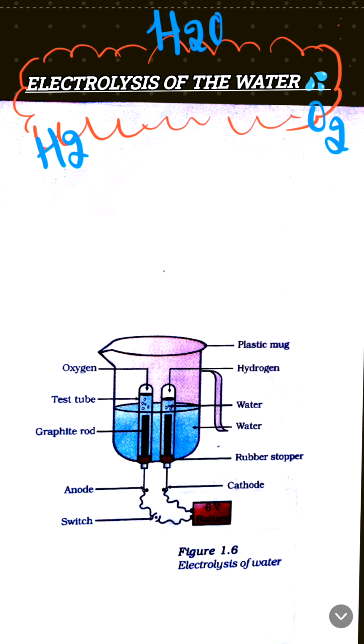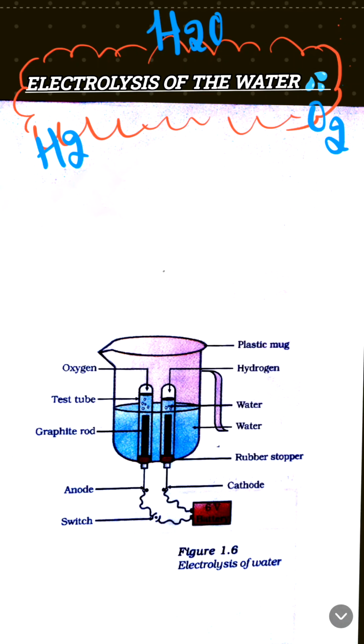So now let us see the apparatus. The apparatus used in this experiment are a plastic mug, graphite rods and inverted test tubes, and next you can see the rubber stopper, and two terminals, one is the anode and the other the cathode, which is connected by the switch to the battery, that is a 6-volt battery. Okay, this is the electrolysis of water.